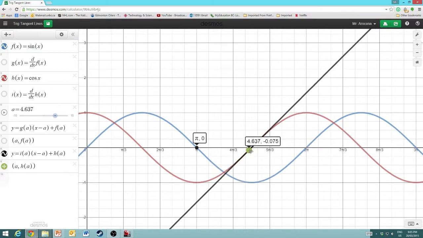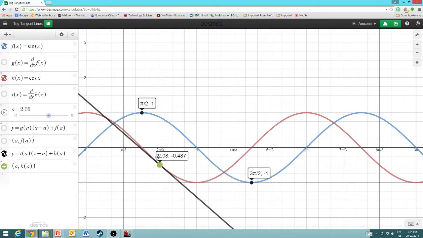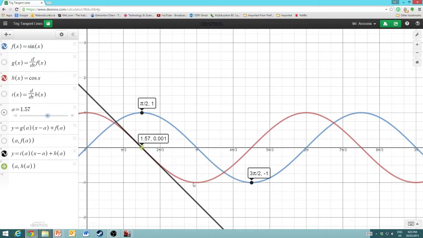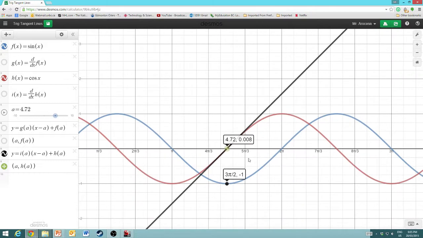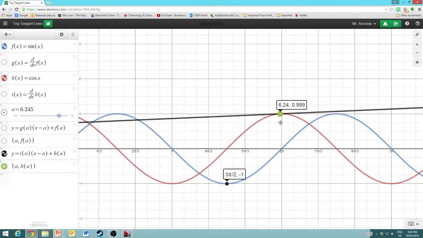Continue moving, that's 3 pi over 2, it's about there. Cosine, the tangent line has a slope of about 1, but unfortunately the sine value is -1. Over here, the sine value was 1, but the slope of the tangent line of the cosine function was -1. And over here, the slope is +1 on the cosine, but the value of the sine is -1. It looks almost like a negative relationship.